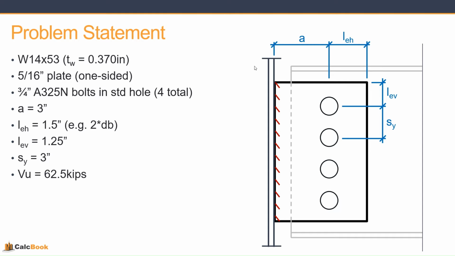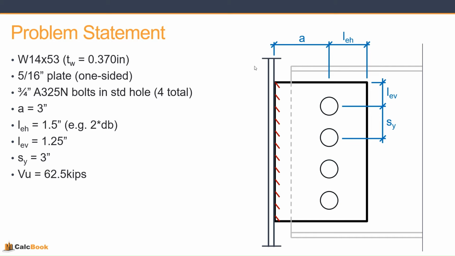We have a 5/16-inch thick plate. We've got 3/4-inch A325N, which means the threads are not excluded from the shear plane. We've got 4 of those total. Our eccentricity, our a value, is 3 inches. Our L sub EH is 1.5 inches, which is just 2 times the diameter of the bolt.